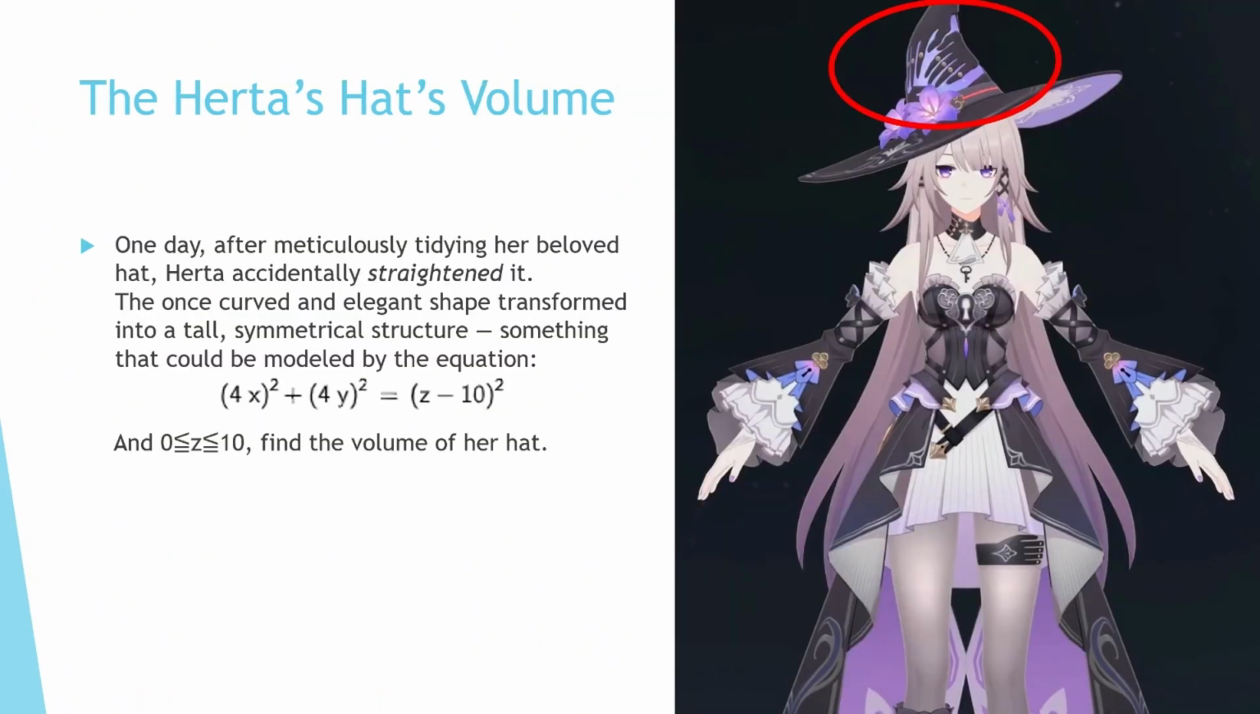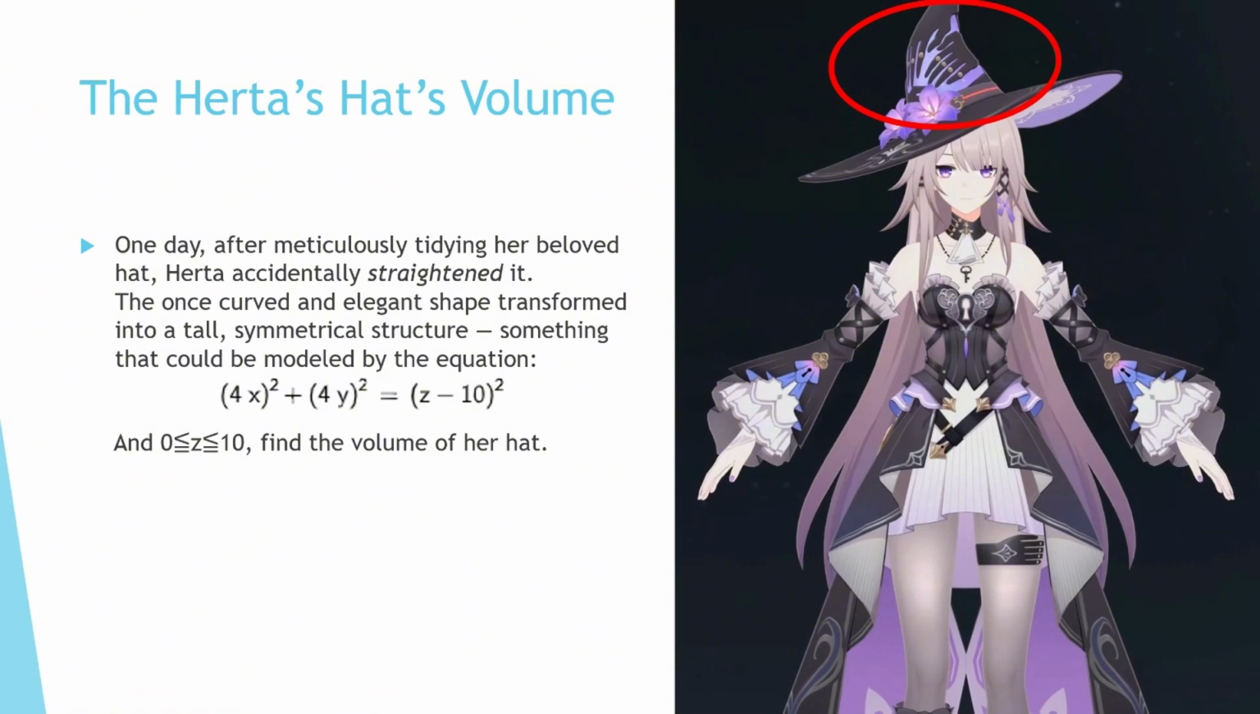One day, after meticulously tidying her beloved hat, Herta accidentally straightened it. The once curved and elegant shape transformed into a tall, symmetrical structure, something that could be modeled by the equation. In other words, the hat has become a solid bounded between 0 and 10, with each horizontal cross section forming an ellipse that changes size with height. Our goal: to calculate the volume of this new straightened version of Herta's hat.